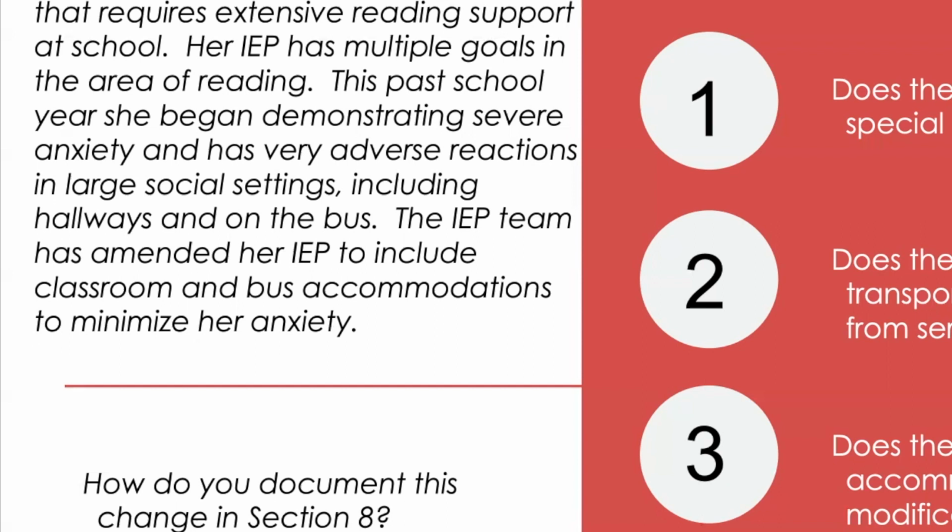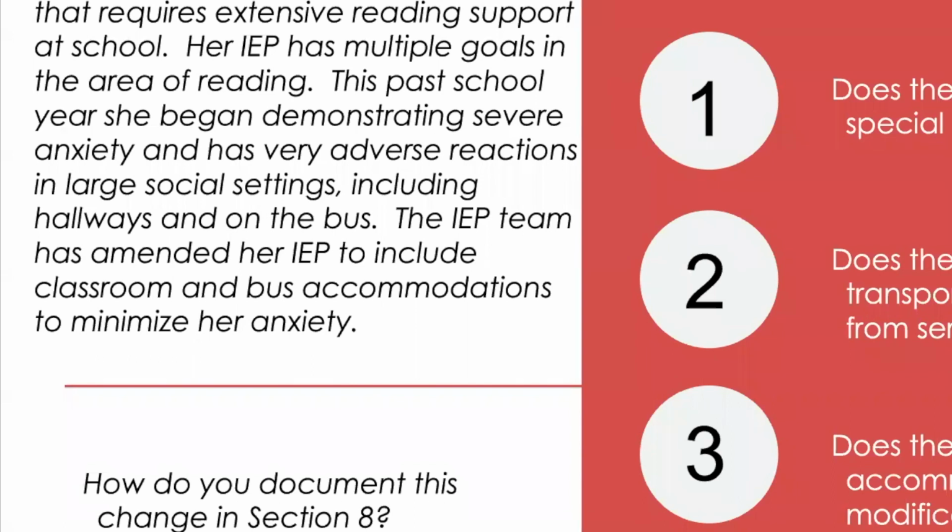So number 1, does the child require special transportation? That answer is going to be no. Does the child need transportation to and from services? That also is going to be no based off of this information. Number 3, does the child need accommodations or modifications for transportation? We have listed up here that the IEP team has amended her IEP to include classroom and bus accommodations to minimize her anxiety. So that answer would be yes here.